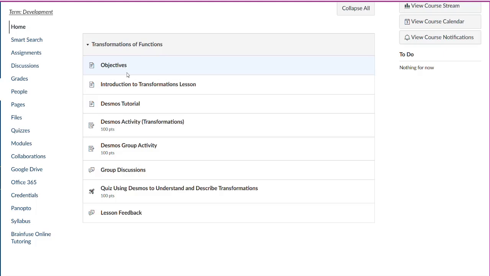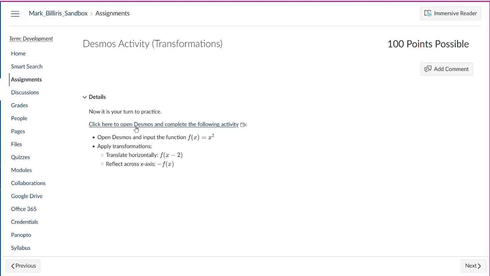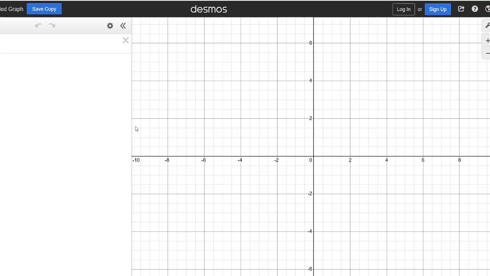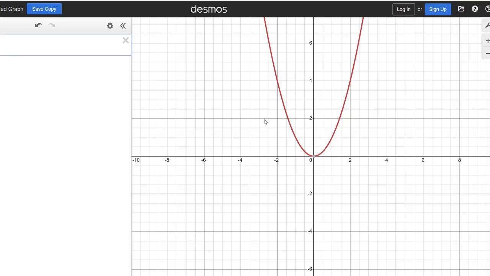Now, for their activity, this would be a non-graded activity. Students were asked to enter a specific function. So in this case, I'll go ahead and enter x squared. So Desmos immediately graphs the function. And with transformations, I asked them to make transformations by changing the original function in specific ways.